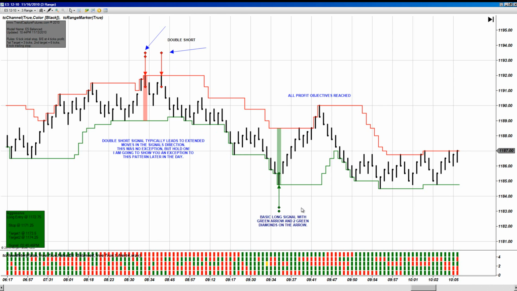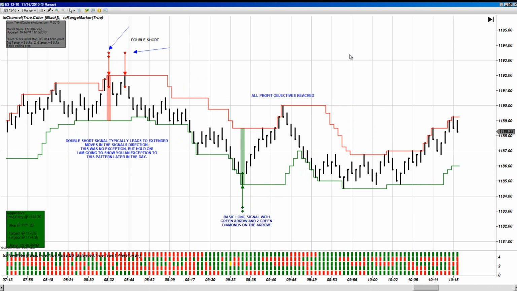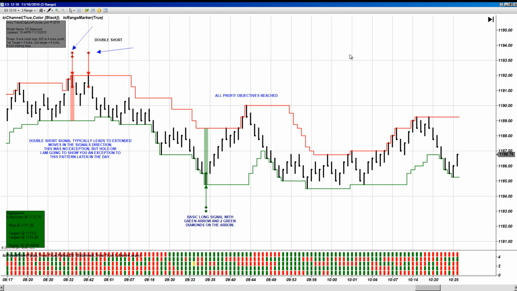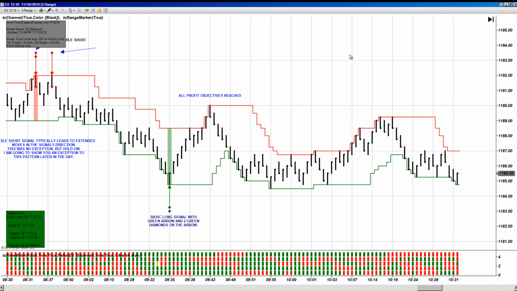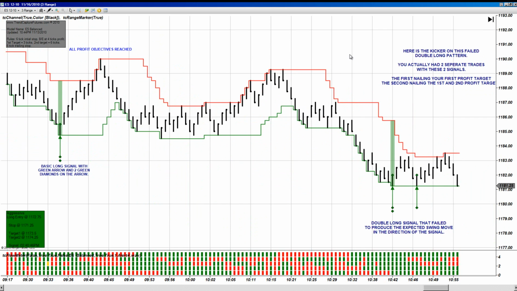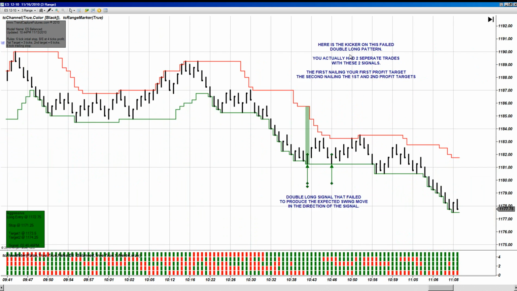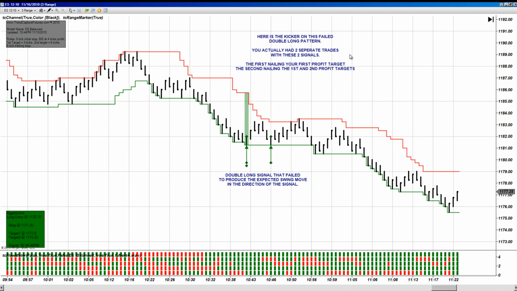The second signal of the day was a basic long signal with the 2 green diamonds and the green arrow, and all profit objectives were met on that long. Now, to make matters really simple, don't even worry about 1 or 2 diamonds or whatever. If there's an arrow, you take it. That's as simple as I can put it.